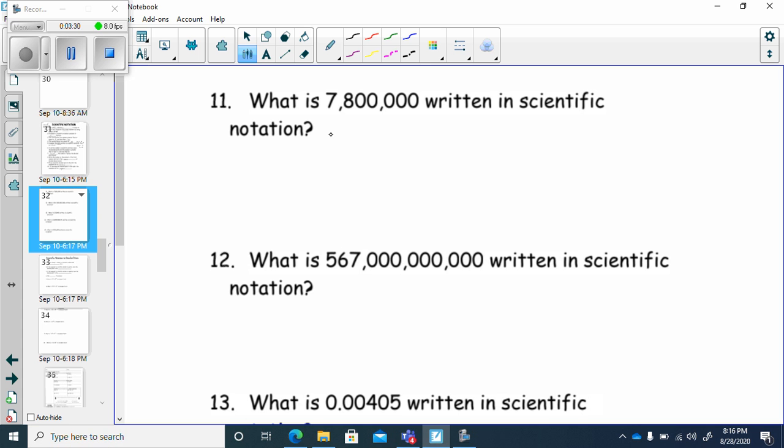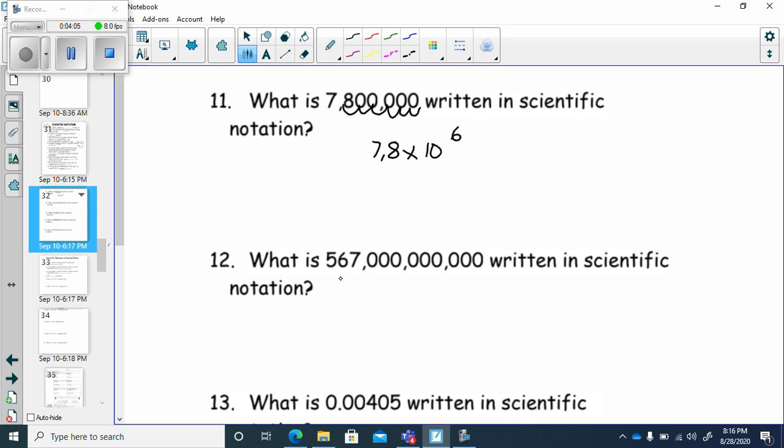Okay? So let's look at a couple examples. What is 7,800,000 written in scientific notation? Well, we want the front number to be between 1 and 10. So we move this 1, 2, 3, 4, 5, 6 places. That would be 7.8 times 10 to the, we've moved the decimal 6 places. Is it a positive 6 or a negative 6? Well, this number is much greater than 1, so it's a positive number.